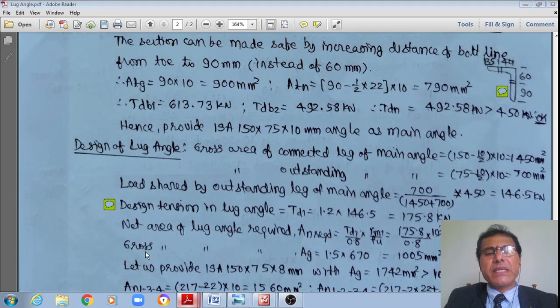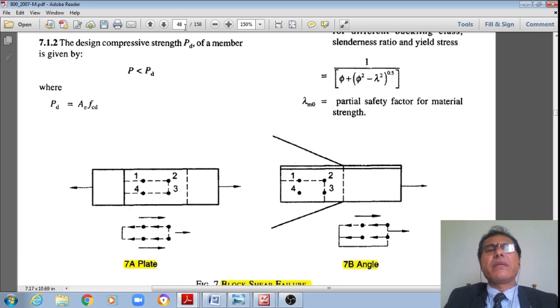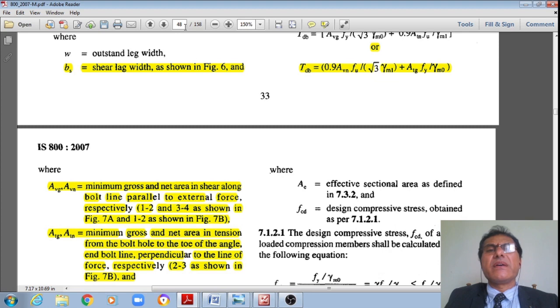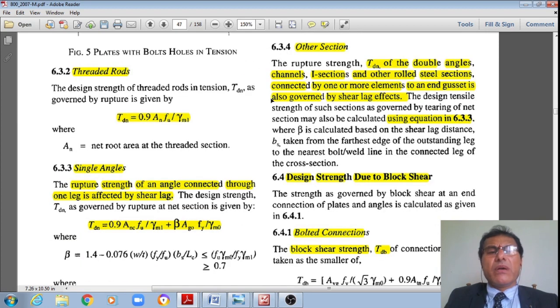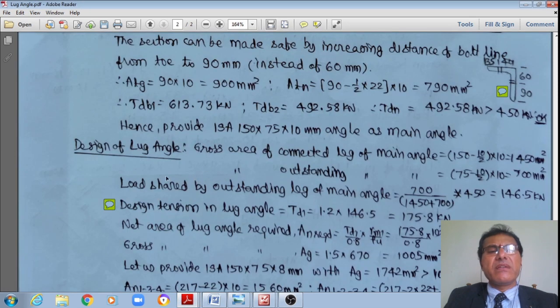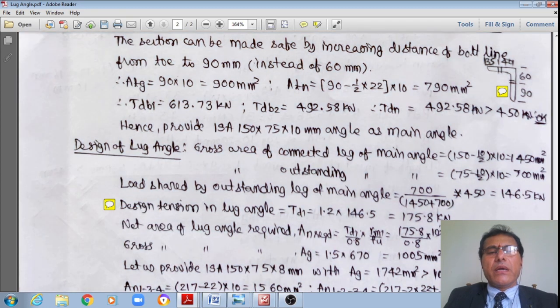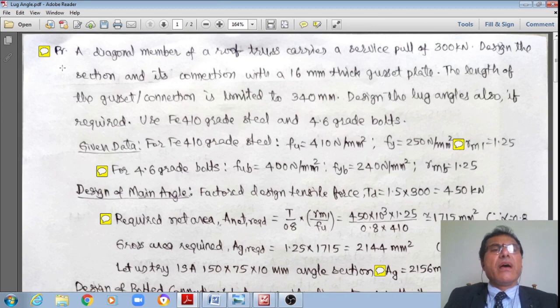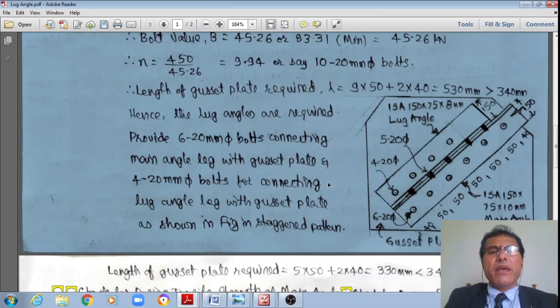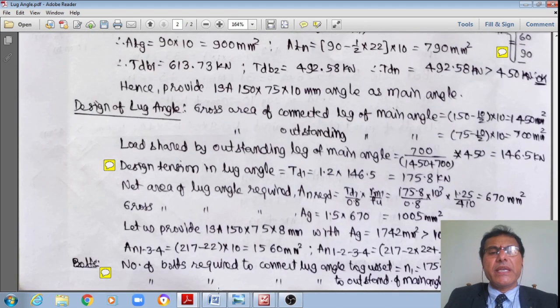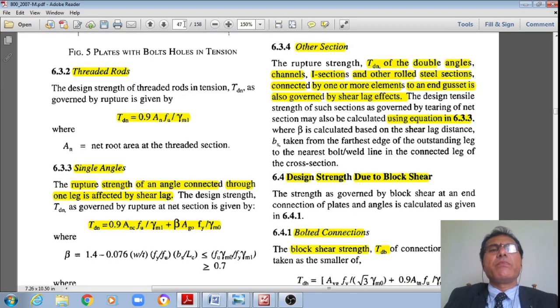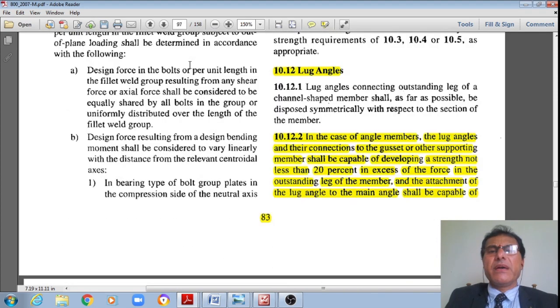Now we have already seen these codal specifications as per clause 6.4.1. Let me go to the page, page number 83, I'm sorry, the page on lug angles.